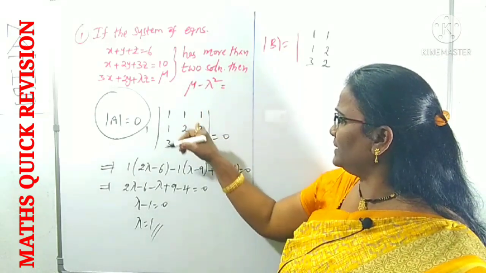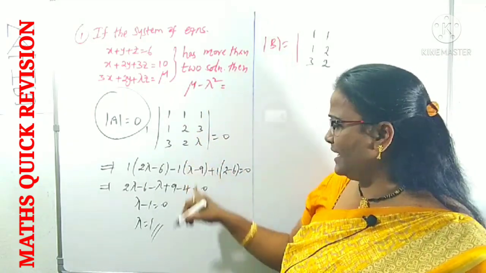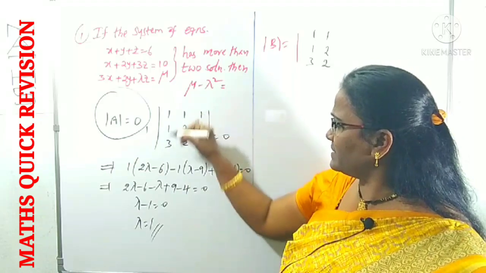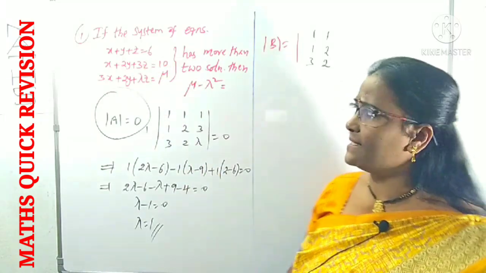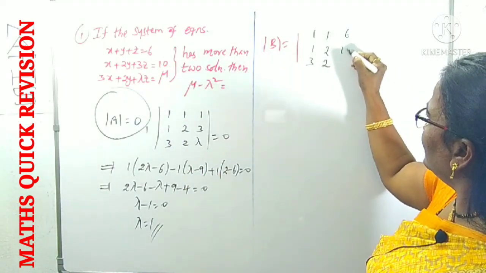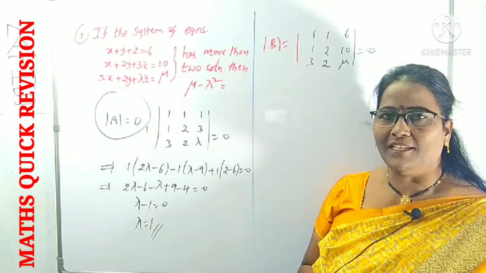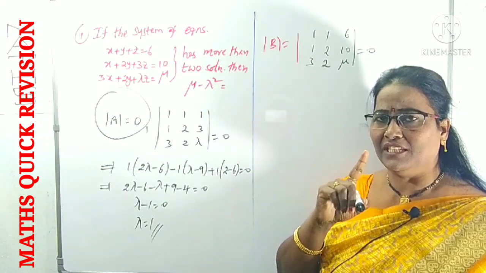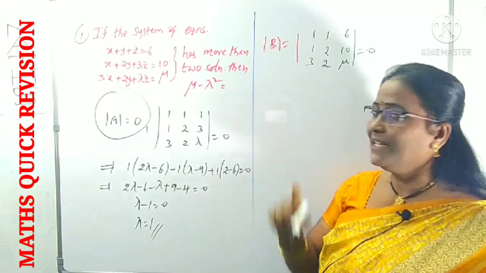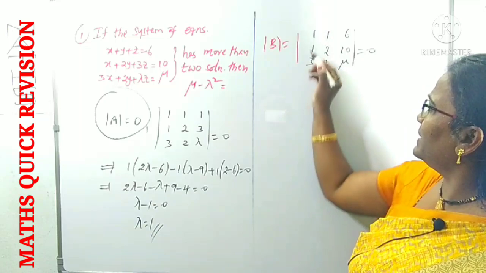In the third column, 1, 3, lambda. Already lambda we got, that's why you can miss this one. In place of this I'm replacing the D's, that is 6, 10, mu is also 0. Whatever may be, we need that one, you have to concentrate in case of B. Now we can expand it.